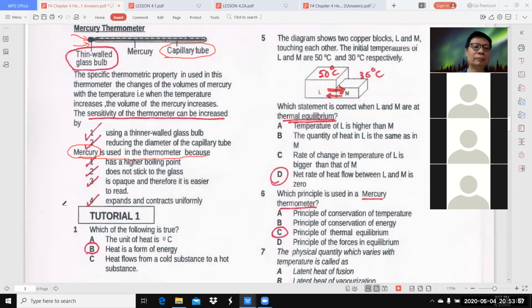And last, this is the most important. Mercury can expand and contract uniformly. This is the best. Mercury can expand or contract uniformly, following the temperature. So this makes mercury the best liquid used so far, because mercury expands and contracts uniformly with the change in the temperature. Understand? Okay, right?